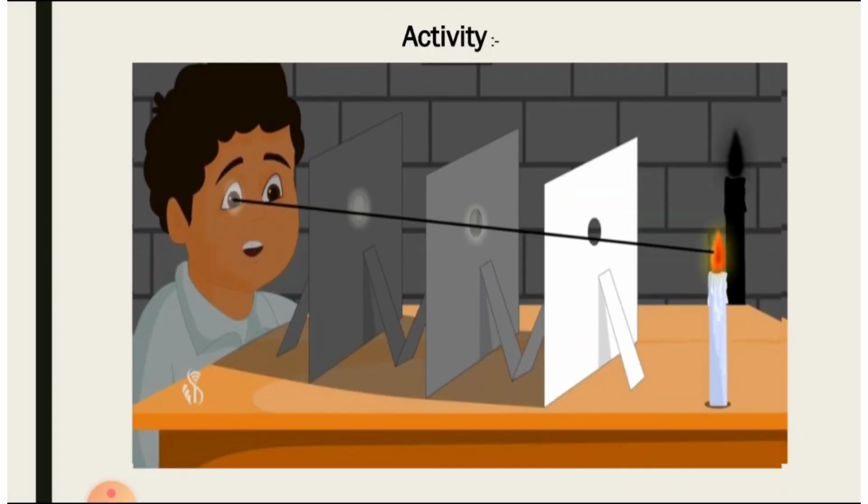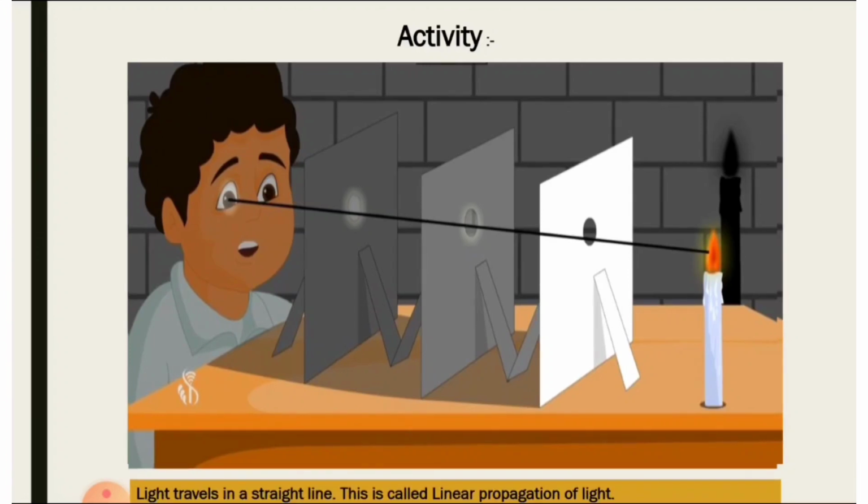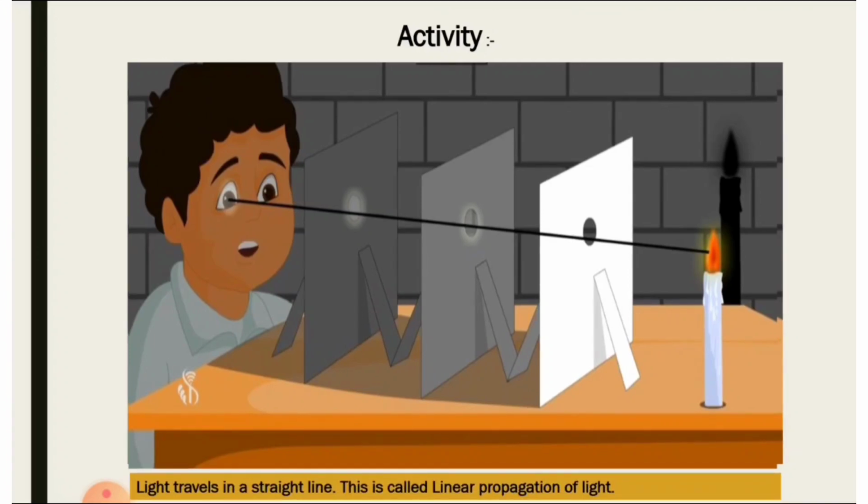So in order to see the rays of light, the light should travel in a straight direction. This tells us that light travels in a straight line, and this is called linear propagation of light.